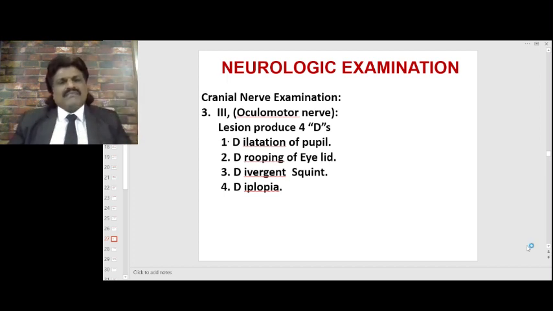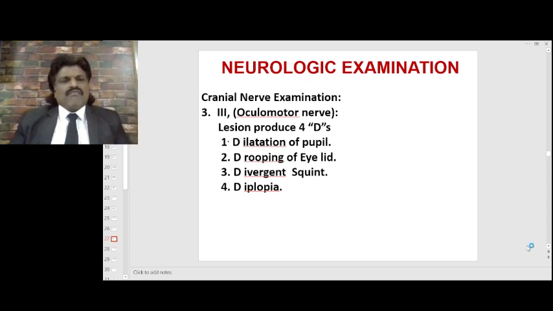What is the mechanism? The mechanism is that though the parasympathetic and sympathetic supply the pupil, it is the parasympathetic which has more action on the pupil than the sympathetic, and therefore after death it is the parasympathetic which gets affected more. Since parasympathetic causes constriction of the pupil, and it is affected more, there is a dilatation of the pupil.